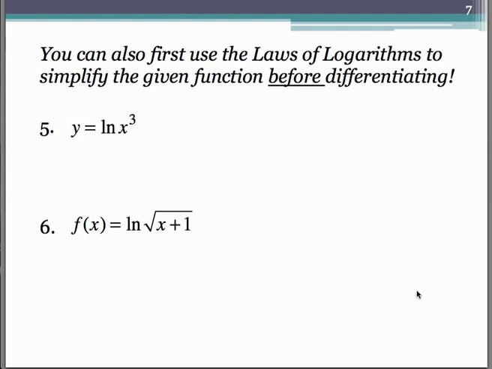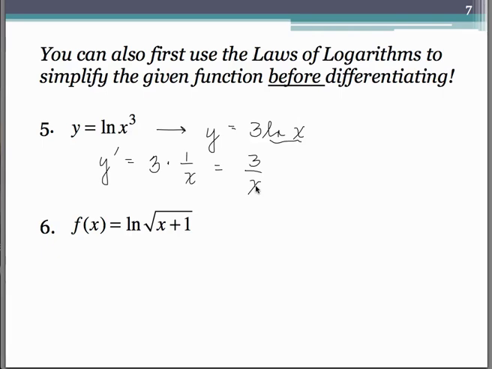In this first one, we have y equals natural log of x cubed. According to the laws of logarithms, remember that 3 can pop out in front, and we can rewrite this as 3 natural log of x. When you do that, taking the derivative is way easy because we'll keep the 3 as the coefficient, and then we just multiply by the derivative of natural log of x. And that's it.